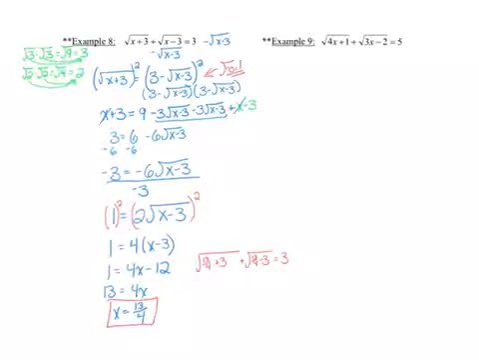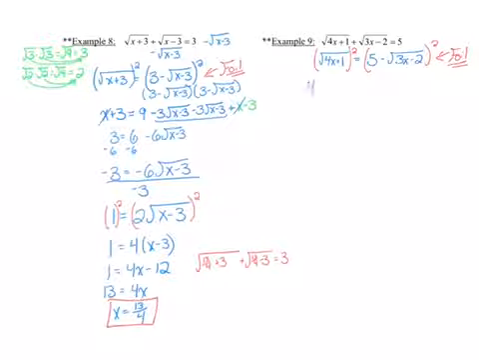Example 9 is very similar to example 8, so since there's 2 radicals in this equation, just pick one to isolate. So I'm going to start by isolating the square root of 4x plus 1 and subtracting the square root of 3x minus 2 to the other side. So now that I have one isolated, we're going to square both sides. Please remember to FOIL that right side.